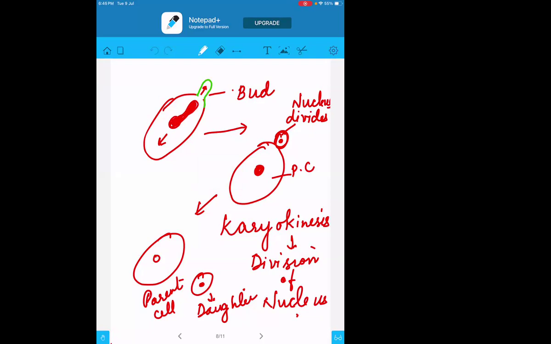Here cytokinesis doesn't happen. No, it happens actually. After the karyokinesis, the cytokinesis will be there. After the division, the cytokinesis will be there definitely. So this wall here is showing you the division of cytoplasm.